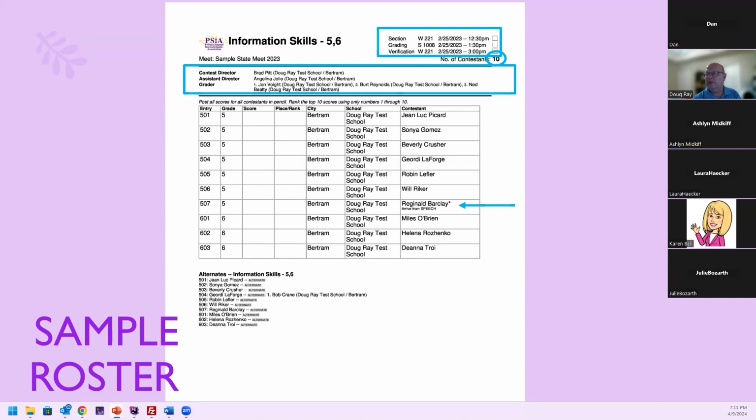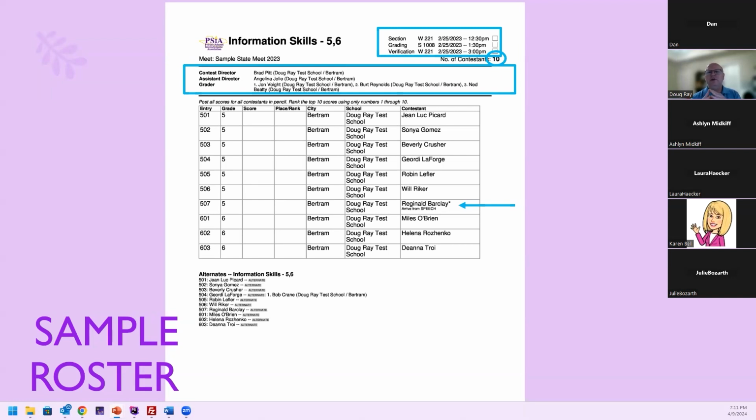Suppose that we have a person who has a star by their name, Reginald Barkley, and it says arrive from speech. This is an indication of a dual entry. A dual entry is when a contestant is participating in a speech event and some other event. They're allowed to leave the speech event early or arrive at the speech event late. If they leave early, they might be a little bit late to your contest. If they're allowed to arrive at the speech event late, they may leave your contest pretty quick, and you can let them go as soon as possible after their contest so that they can get to the other contest.